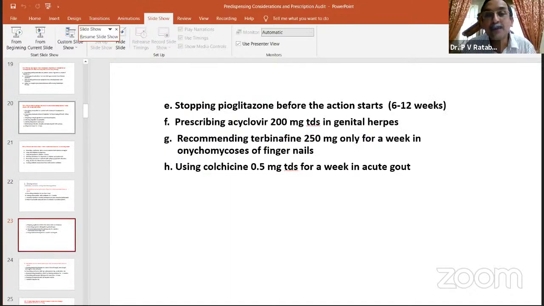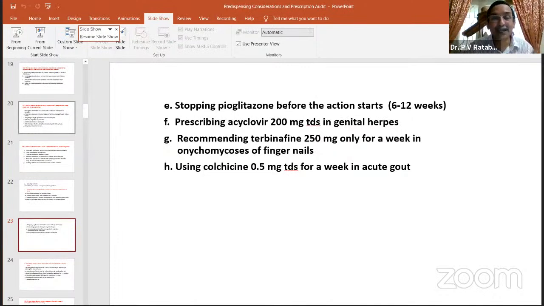Stopping pioglitazone before the action starts. Now, this is a very, very important thing. You may not be able to play much role here, but just for your information, pioglitazone is an anti-diabetic where the action starts after 6 to 12 weeks. So the doctor may feel, I already started pioglitazone, already 4 weeks have finished, 5 weeks have finished, 6 weeks have finished, and there's no response. But no, action starts only after 6 to 12 weeks. So it has to be continued before the action starts.